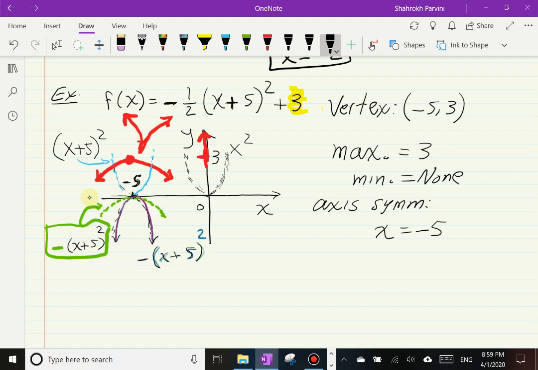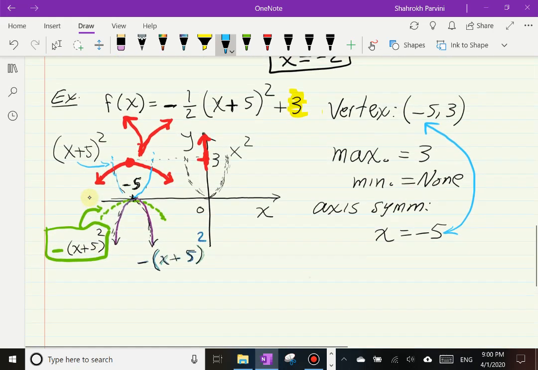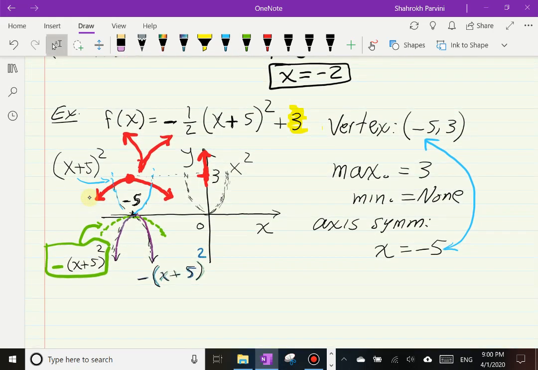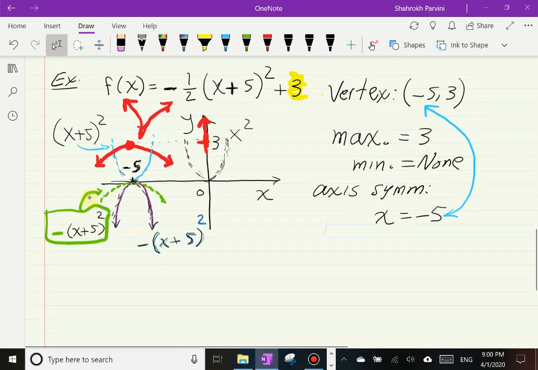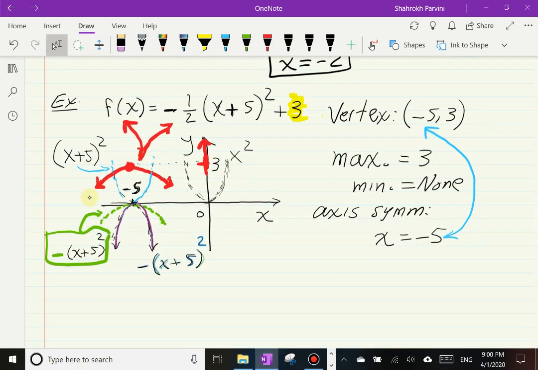The vertex ends up being at (-5, 3). The maximum is at 3. There is no point higher than 3. The minimum, there is no minimum. Again, remember, because the parabola opens downward. And the axis of symmetry is going to be whatever the h is, right? So your axis of symmetry is going to be that number. And that will work this exercise for us. Okay. And with that, I believe we are done with this section.